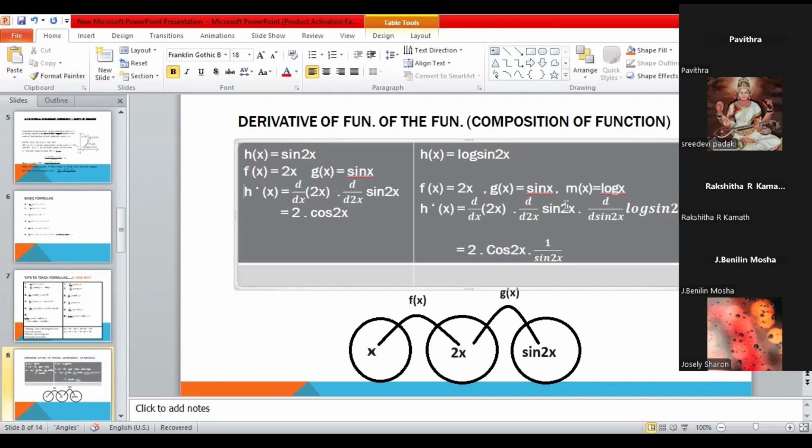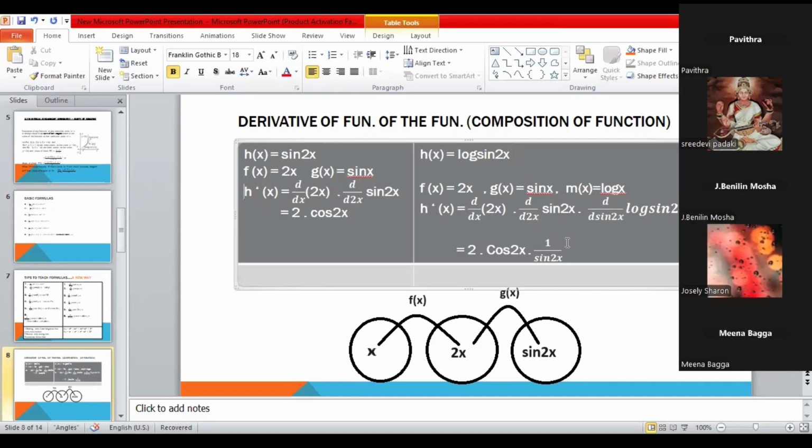Then second function sin 2x with respect to 2x. Don't write here with respect to x. Normally we write t when we suppose 2x is t. So this is another case. Another example is given to you in case of three functions. I hope that is sufficient to understand how we have to teach differentiation of function of the function.